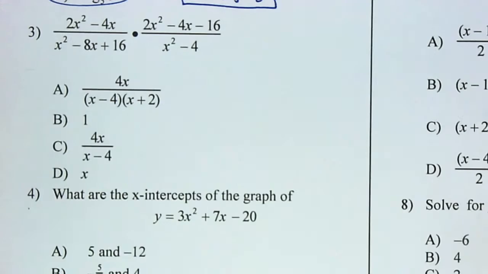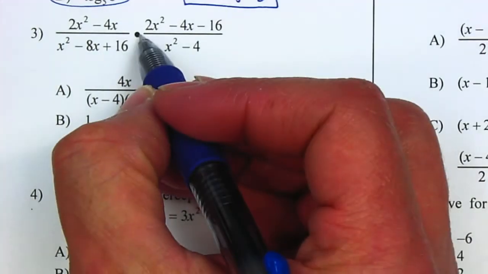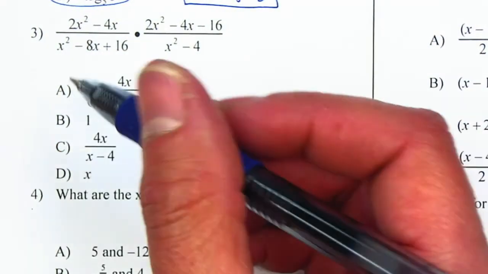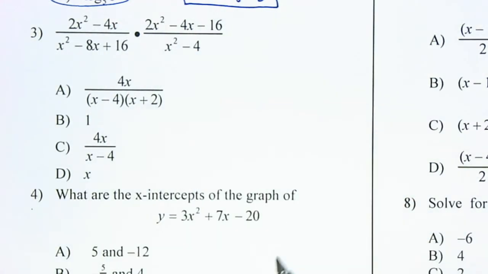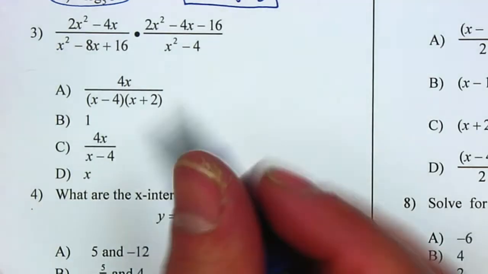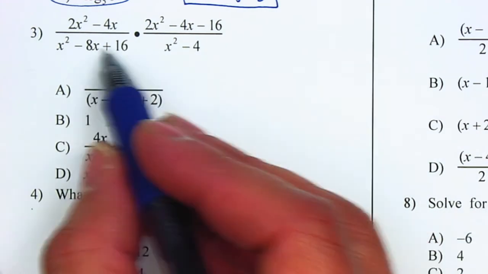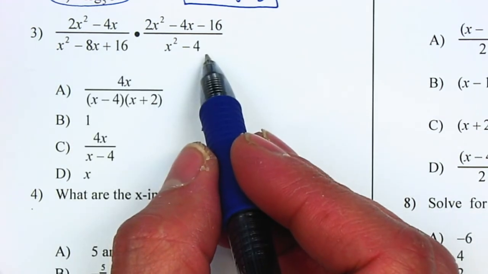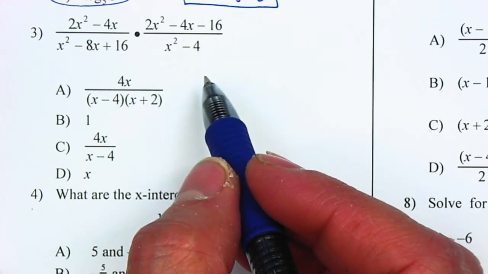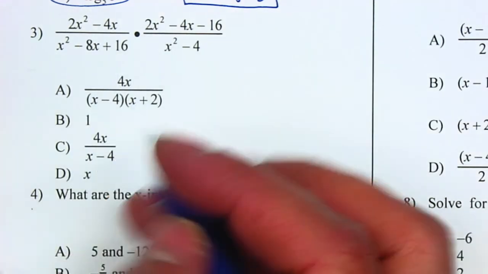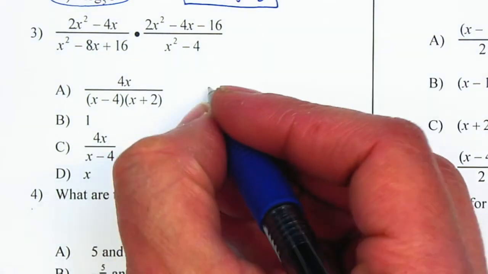On problem number 3, I have a multiplication. Now, remember, whenever we have a multiplication, we just want to factor everything and then cancel it. Whenever we have an addition, we want to make the denominators the same. If it's an equation, the purpose is to cancel the denominator. In this case, it's a multiplication, so I'm just going to factor each one.